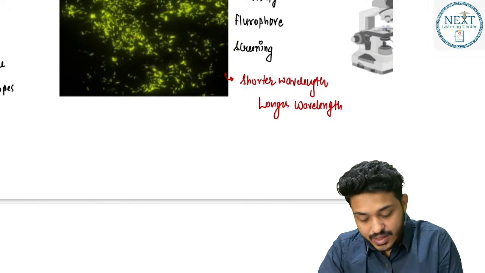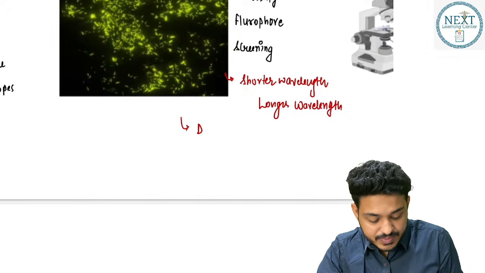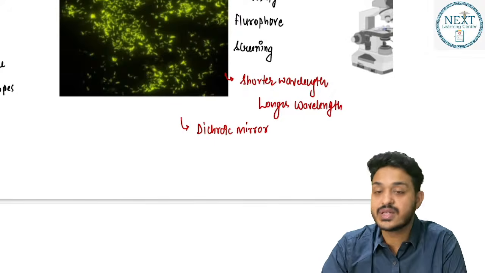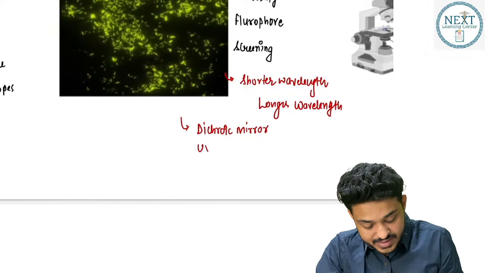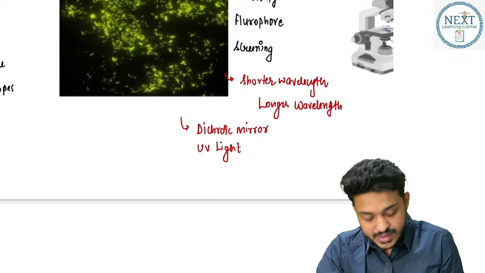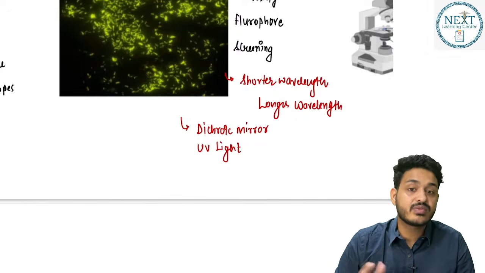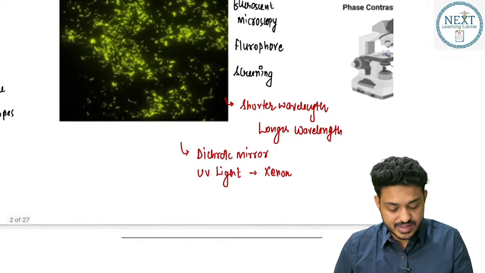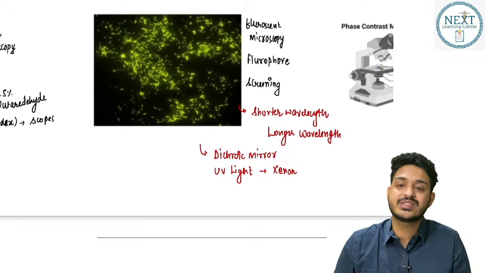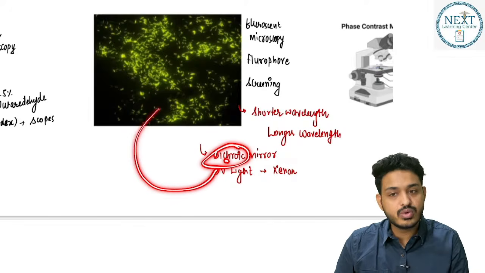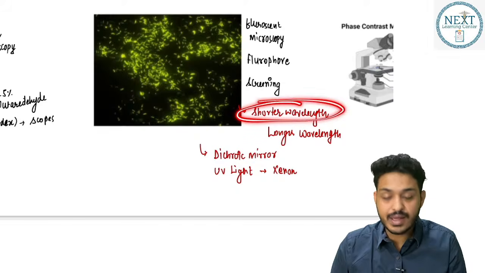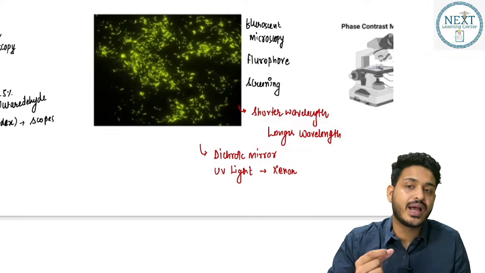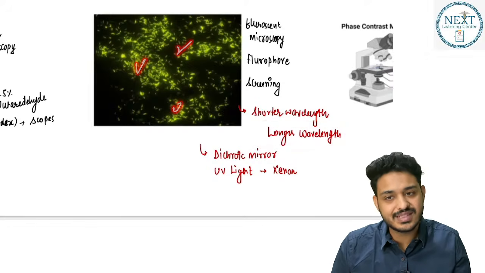Another important thing: what kind of mirror is there here? A special mirror known as a dichroic mirror. The source of light is UV light. In INI-CET they asked which lamp the UV light comes from. That is going to come from a xenon lamp. The UV light is reflected through the dichroic mirror and goes to the structures. If the organism is present, shorter wavelength light will convert into longer wavelength, and this is visible through your eyes. This is how you visualize these structures.